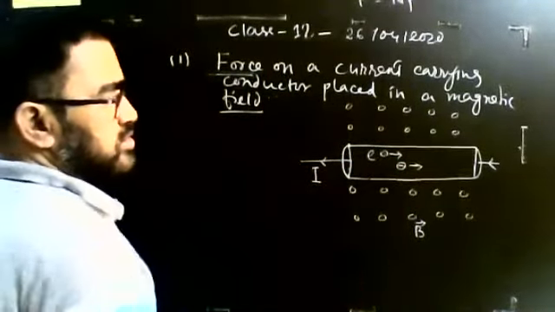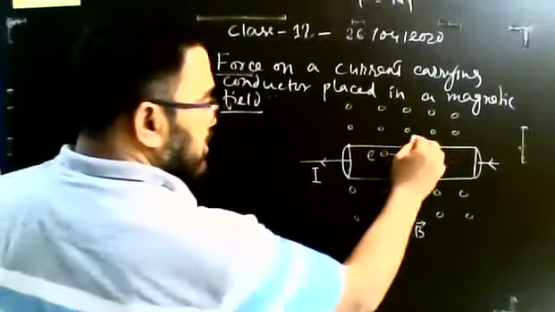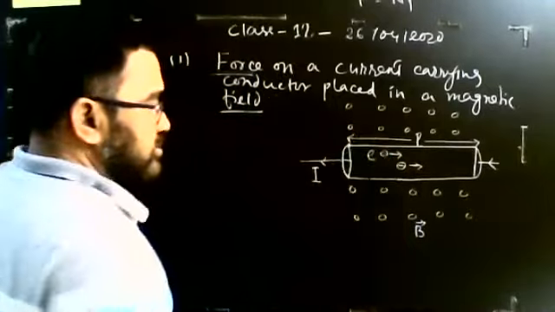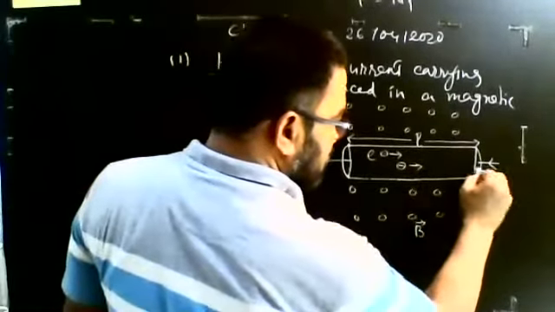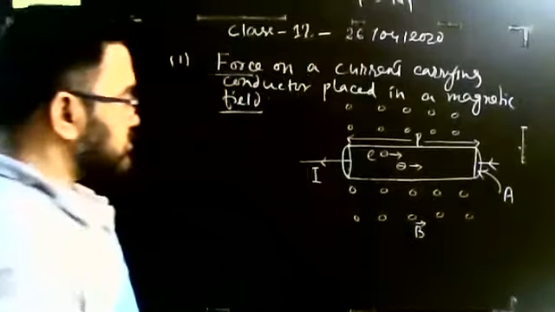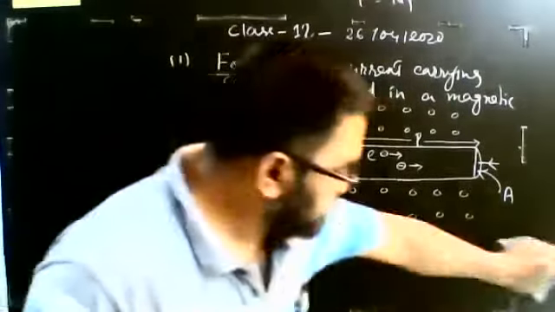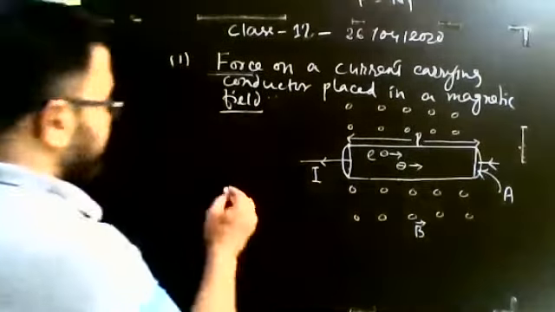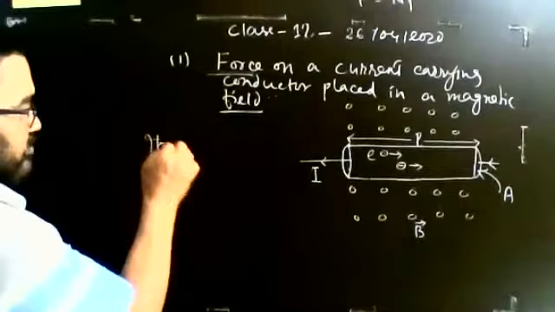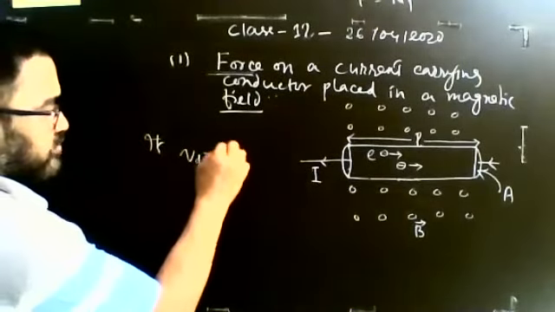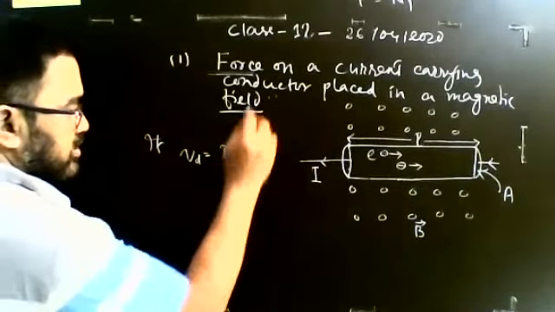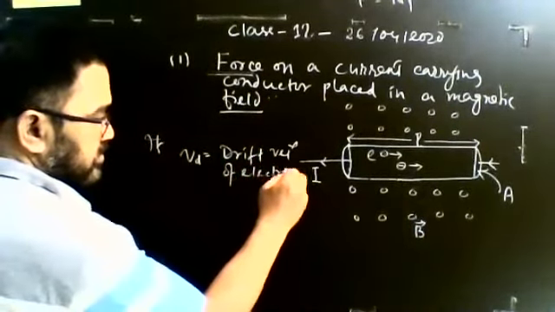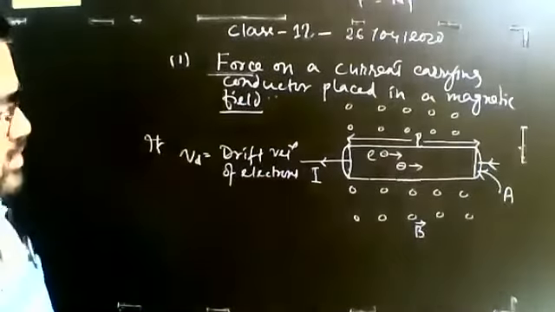Electrons are moving in this conductor. So the length of the conductor is, suppose, L, and the area of cross section of the conductor is A. Okay. Then if Vd is the drift velocity of electrons, then what will happen?